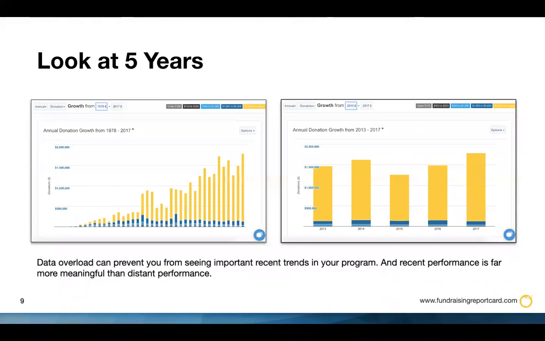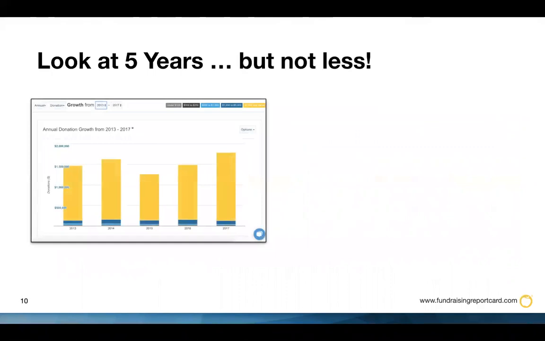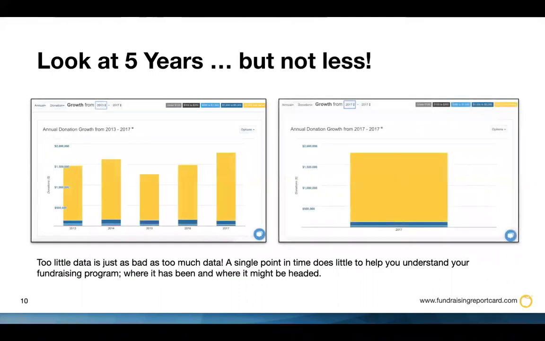Message here is data overload can prevent you from seeing important recent trends, and recent performance is far more meaningful than distant performance. And I say start at 5 years, but don't look less. Here's our 5-year snapshot again on the left. As you can see on the right, 1 year tells you absolutely nothing.